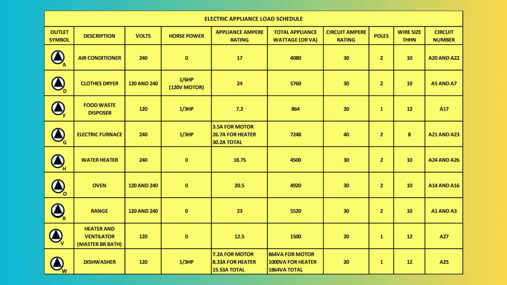An electrical appliance load schedule, a sample of which is shown here, is a list of all the electrical appliances and devices within a building, along with their power ratings, in watts or amps. This schedule is helpful for estimating the total electrical load on the system, identifying potential overloading issues, and determining the appropriate size of the main electrical service panel. By understanding the power consumption of each appliance, you can make informed decisions about energy efficiency and ensure that the electrical system is adequately equipped to handle the demand.